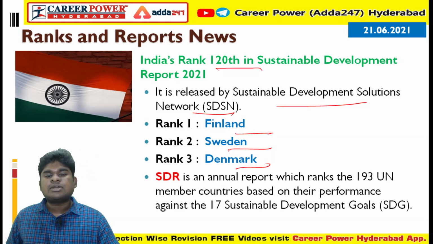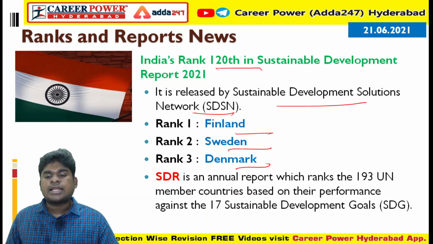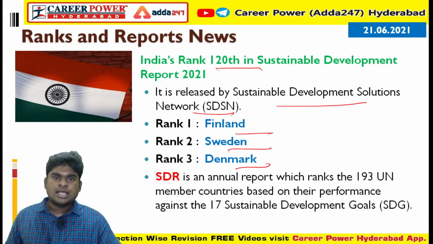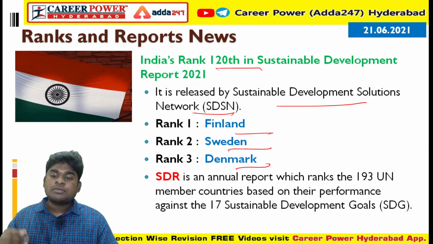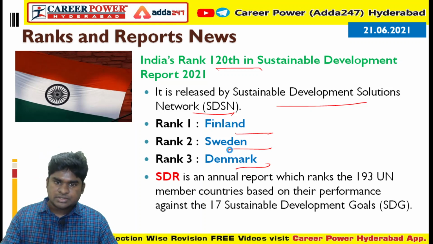This Sustainable Development Report is an annual report which ranks all 193 United Nations members based on their performance against the Sustainable Development Goals.